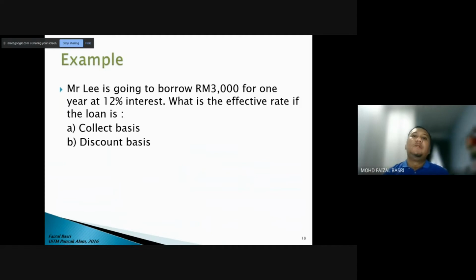For example, Mr. Lee is going to borrow 3,000 ringgit for 1 year. So this is the principal for 1 year at 12%. So this is our rate, 12% interest. And this 1 year is our time. For the T, you can use 12 because it is in months, or you can use 360 as in a year. Up to you, but I usually use this one. But again, I think it is better if you look at the question. If the question uses days, you use 360. If the question gives you months, you use months. So what will be the effective rate? This is your EIR.